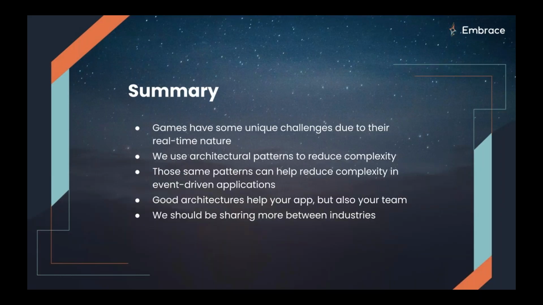So let's summarize what we've learned today. Well, games have some unique challenges due to their real-time nature. There's complex scenes, too much work to do. Game teams use architectural patterns to reduce that complexity and solve those challenges. Those same patterns can help reduce complexity in the event-driven applications that we work on. Good architecture helps your app, but I hope you can see it also helps your team. A major reason that game teams conform to these patterns is so they can scale up and down their teams quickly. When you hire a game engineer, they know what an ECS is. They know what a state machine is.